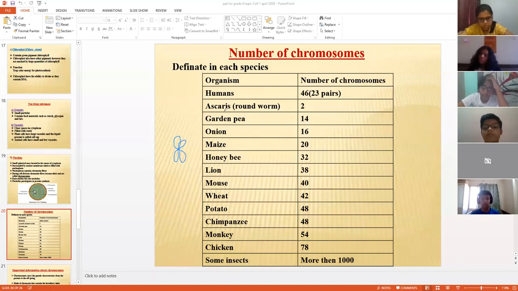Now, children, in this table I have not put all the species. In the snapshot that I have sent, there are different species and different numbers of chromosomes. I want all of you to go through it after my presentation so that you will get an idea about the number of chromosomes present in different kinds of species. Okay, now we come to the next slide.